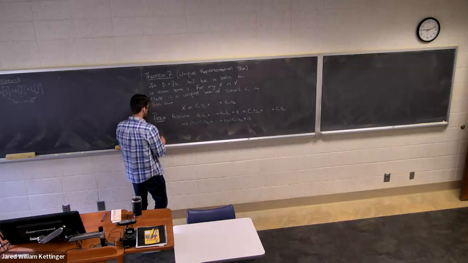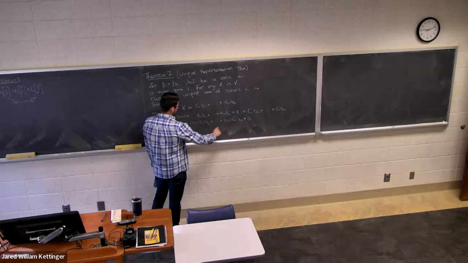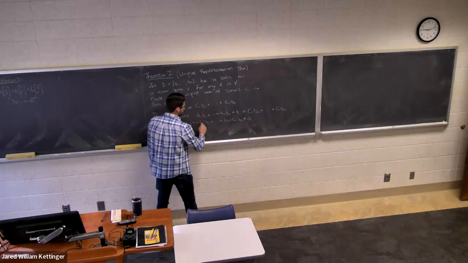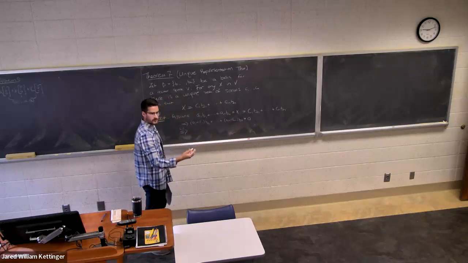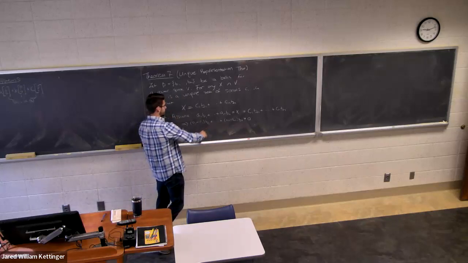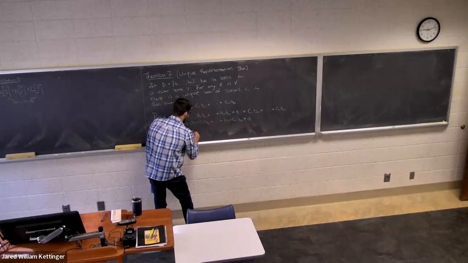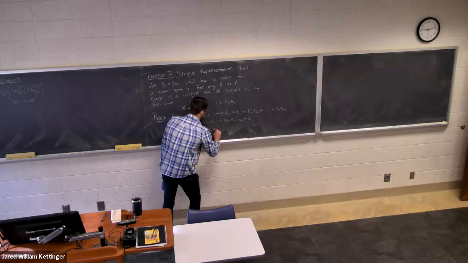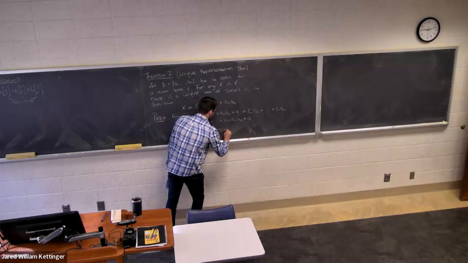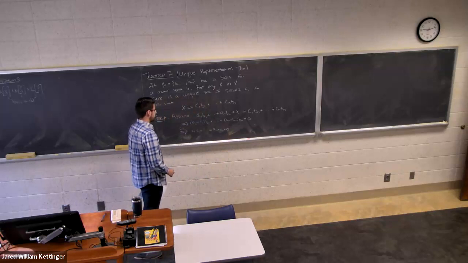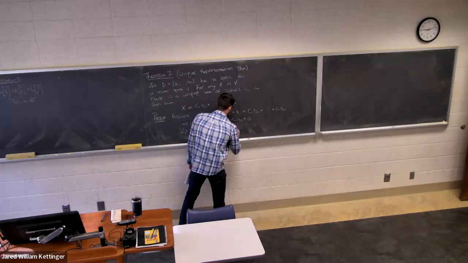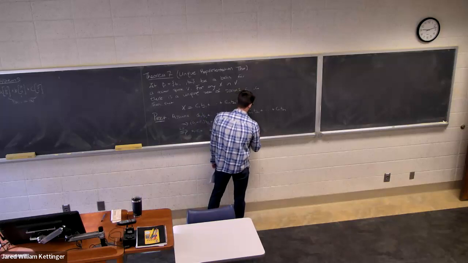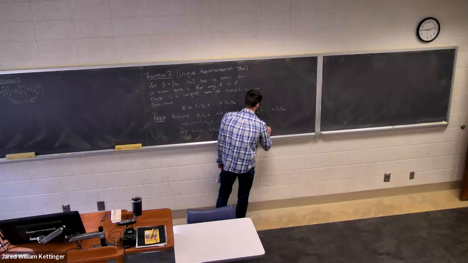And by the linear independence of our BIs, all of these scalars have to be 0, because that's what it means to be linearly independent: the only linear combination that gives us 0. So all of these scalars, A1 minus C1 through AN minus CN, are equal to 0. And that's enough to give us that A1 equals C1, A2 equals C2, and so on.